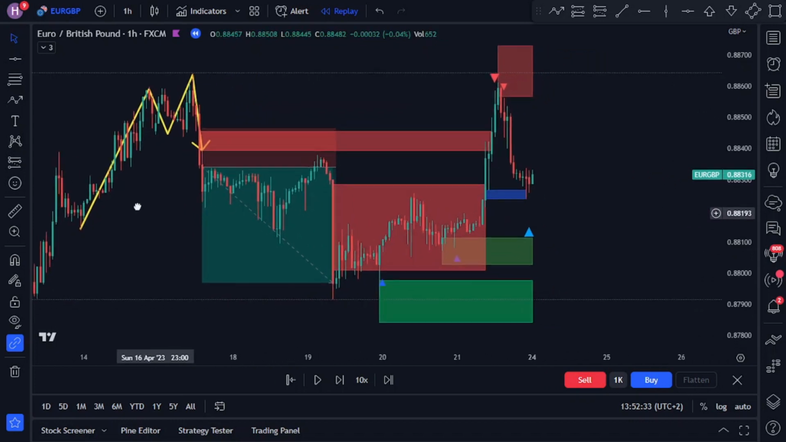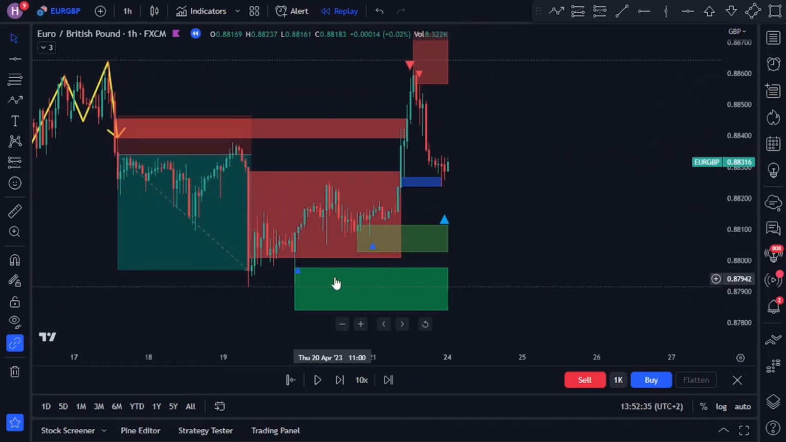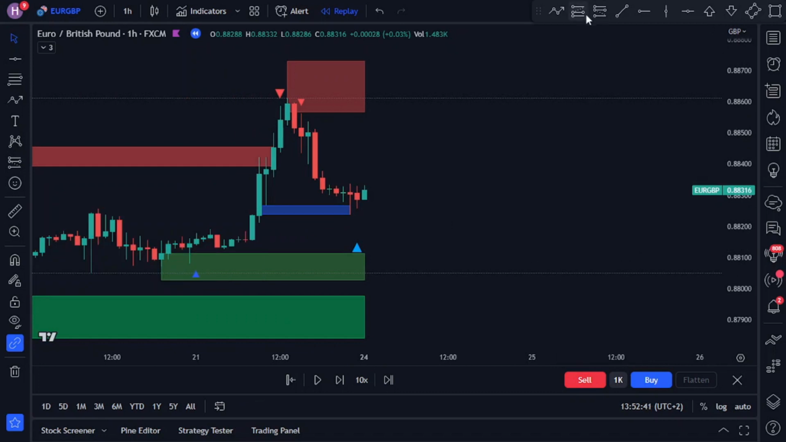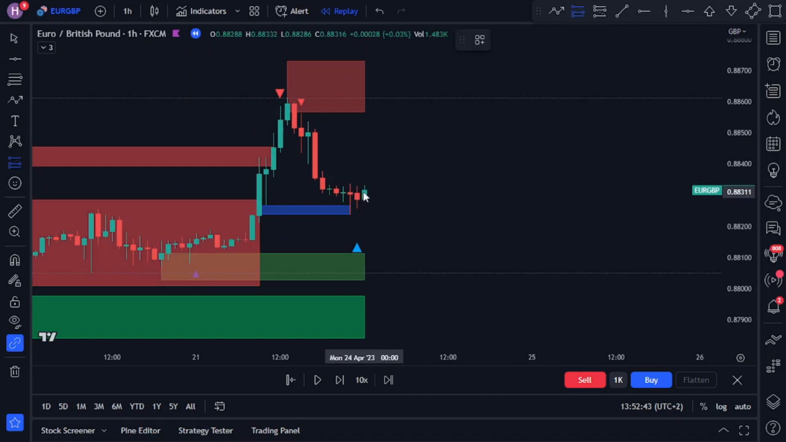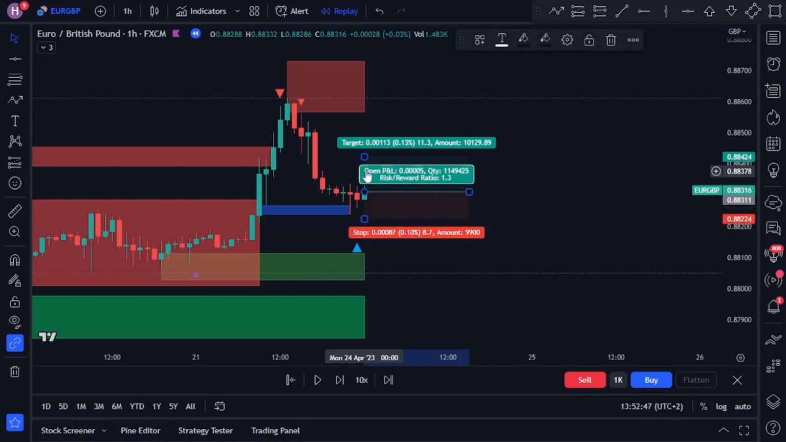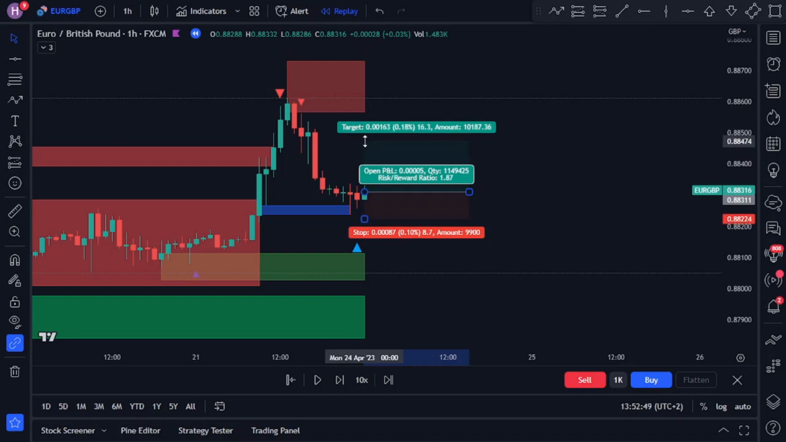Next, we see that our Smart Liquidity Void indicator has identified a potential buy opportunity, and because we've previously been in an uptrend, we can assume that price is going to break out of the supply zone and continue its move upwards.